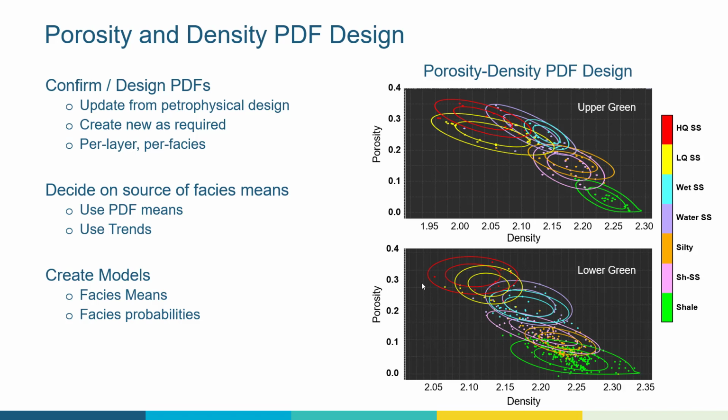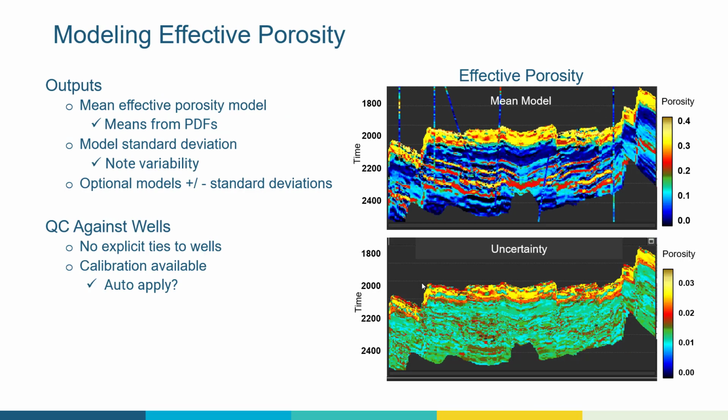Having defined those PDFs, we can now make our models, using the procedure that I've showed. And in fact, here is the effective porosity. On the right-hand side is our mean model. The wells have been overlaid, so the wells don't really, we don't tie to the wells unless I go through that little calibration step at the end. But other than that, no. So reasonably good match, I would say, at least at this scale, from the mean model to the wells.